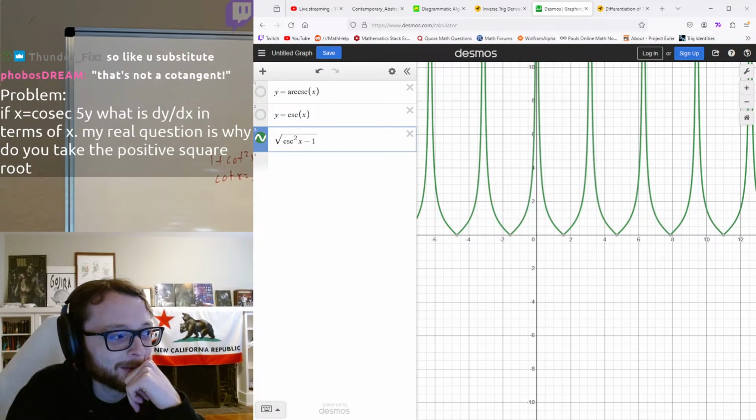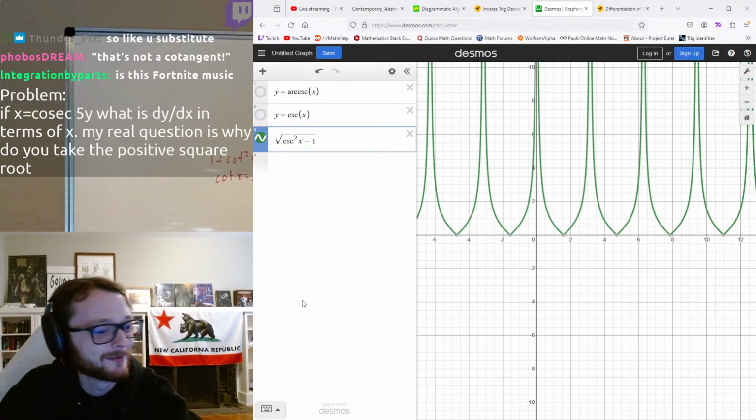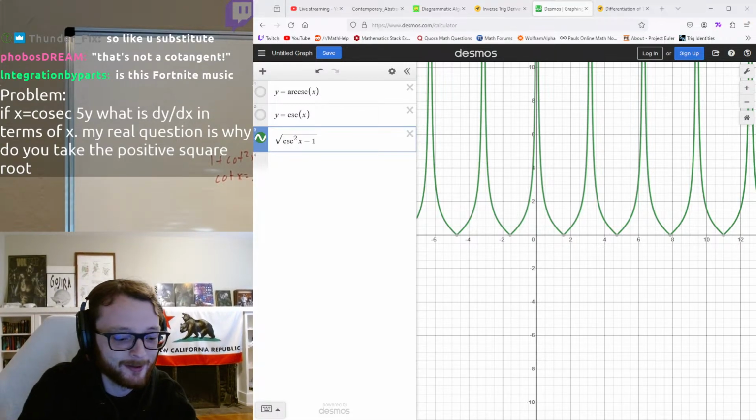No, it's not Fortnite music. Does Fortnite have music like this? The song is Kaiju by Radar.